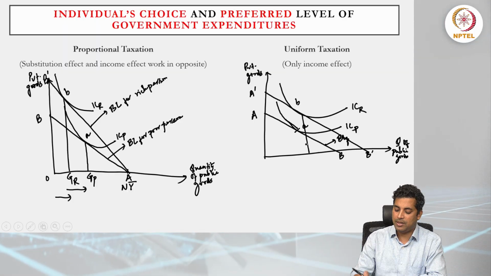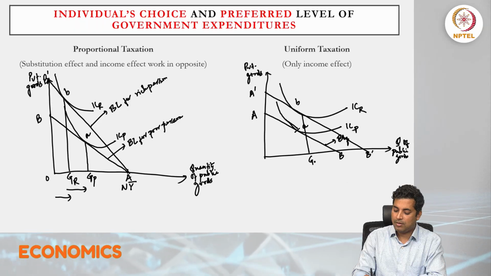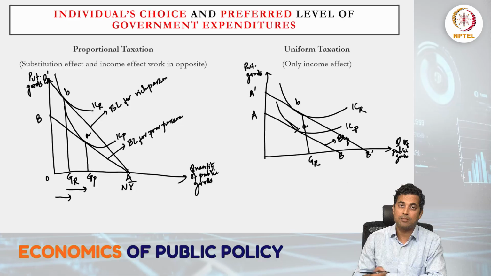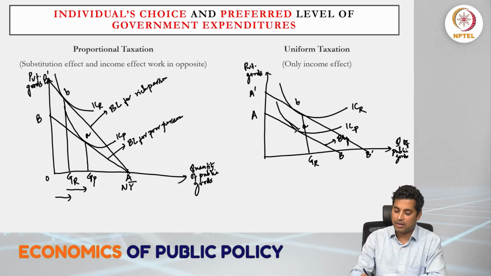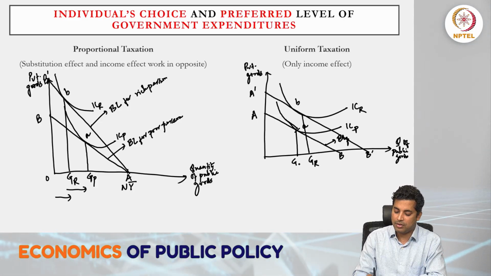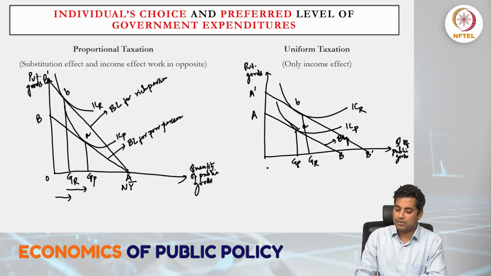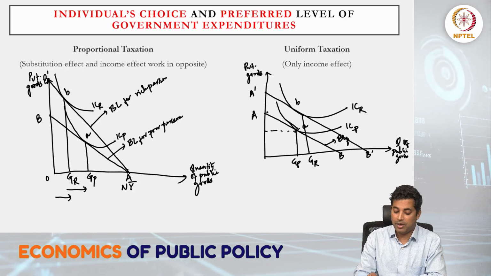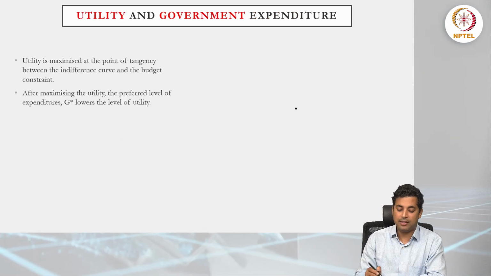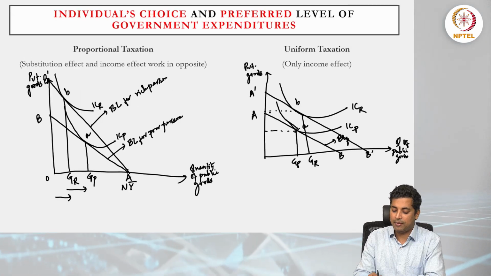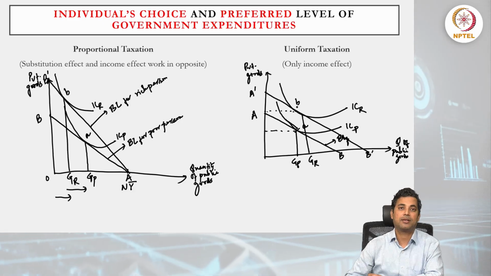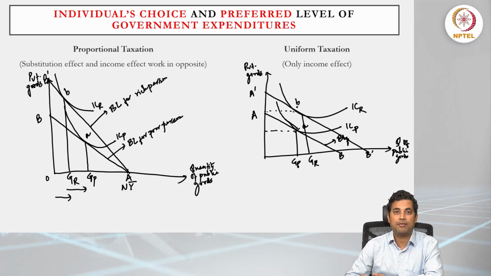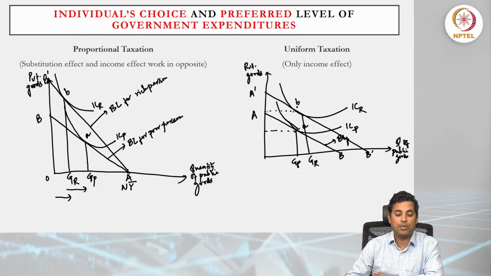So we see here the rich person's consumption of the public goods and the poor person's consumption of the public goods. So it is basically very much a uniform way, and we can see there is an impact of the income effect only. There is no substitution effect and income effect working together.